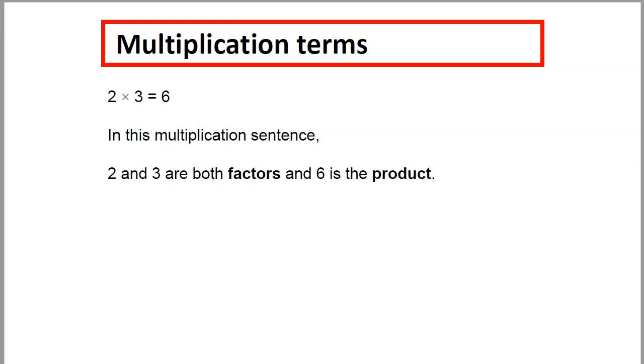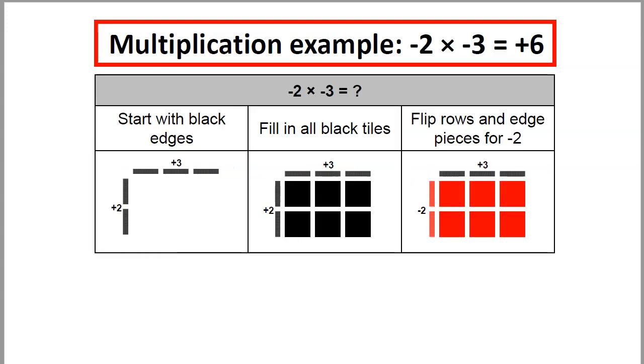Our multiplication terms are, for example, in the multiplication sentence 2 times 3 equals 6, 2 and 3 are both factors and 6 is the product. Let's look at a multiplication example. Negative 2 times negative 3 is positive 6.